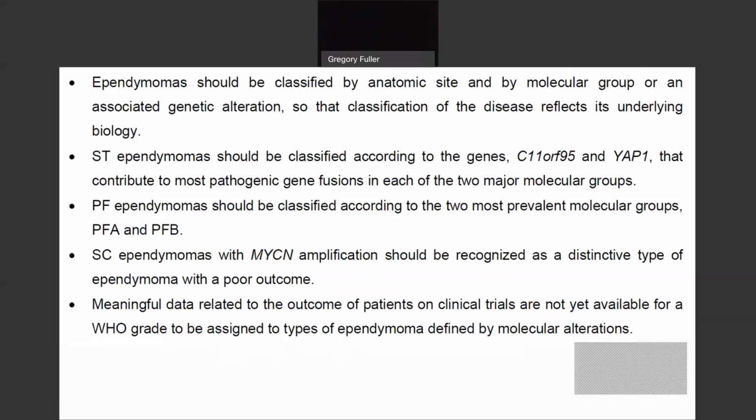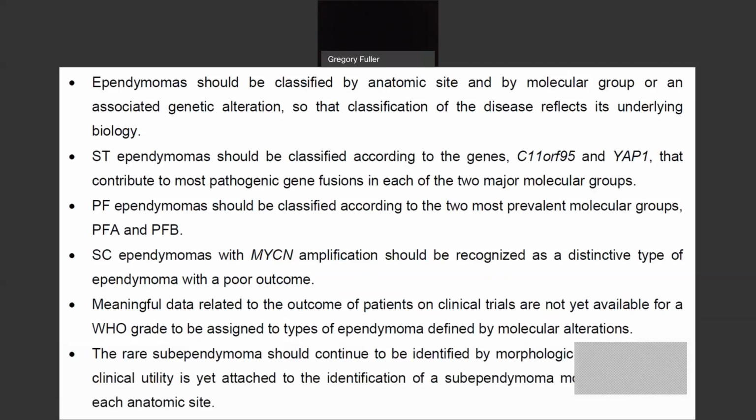Yes, that is what that bullet said. It speaks for itself, it stands for itself. I think it is generally accepted that the PFAs and the REL-As, which we'll now call C11orf95, do behave in general worse, but it's felt that we need more data to be precise about a 2, a 3, etc. Okay? All right? The rare subependymomas could continue to be identified by morphologic criteria, no utility in molecularly substratifying it.